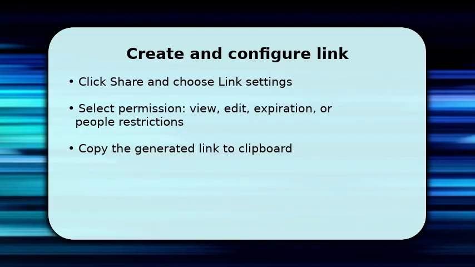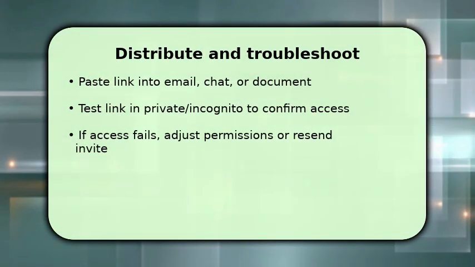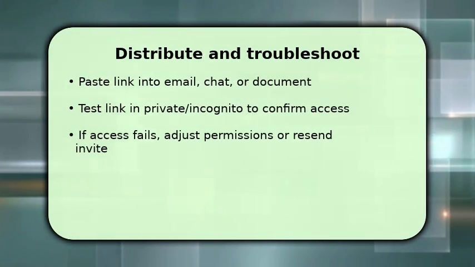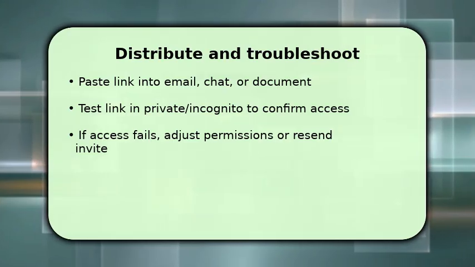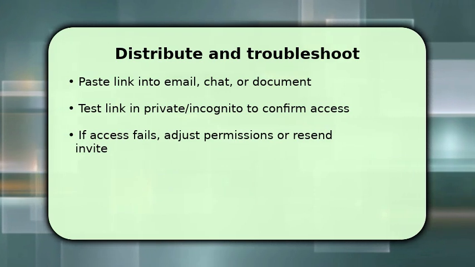If you need an embed or direct download, choose those options before copying. Make sure the permission matches how you want recipients to interact. Finish by pasting the link into your chosen channel and send it. Once done, test the link in an incognito window or on another device to confirm permissions.